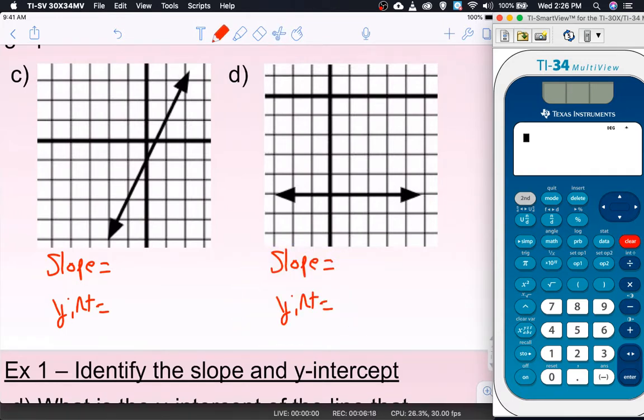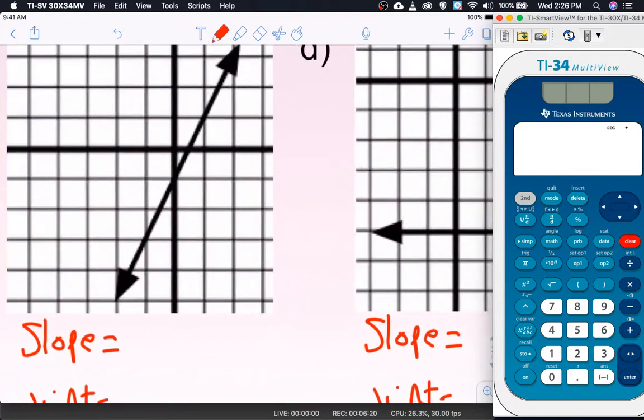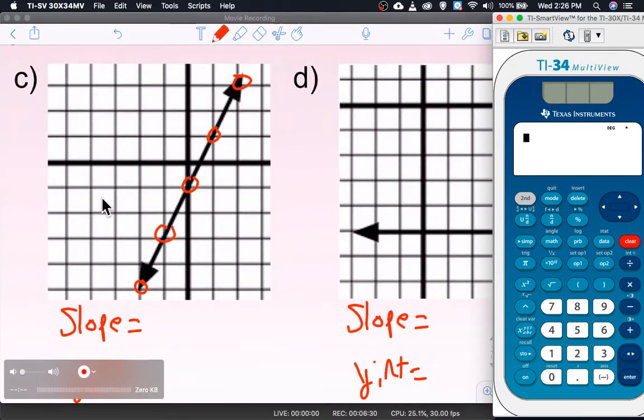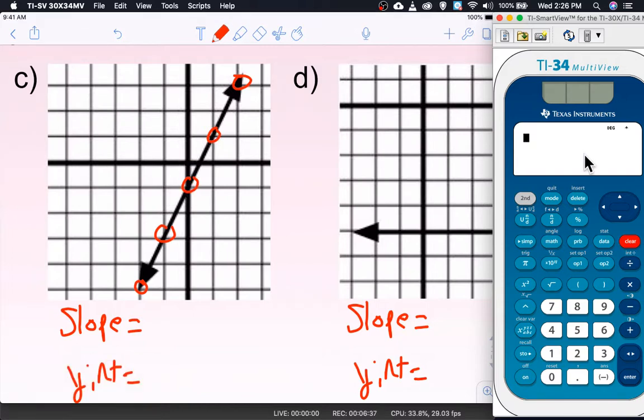All right, letter C. I see points here, here, here. That must be 1, so it would follow the same pattern, and so would that. The pattern I'm seeing is from one dot to the next, I'm going to go up 2 over 1, up 2 over 1, up 2 over 1, up 2 over 1. That's my rise over run.